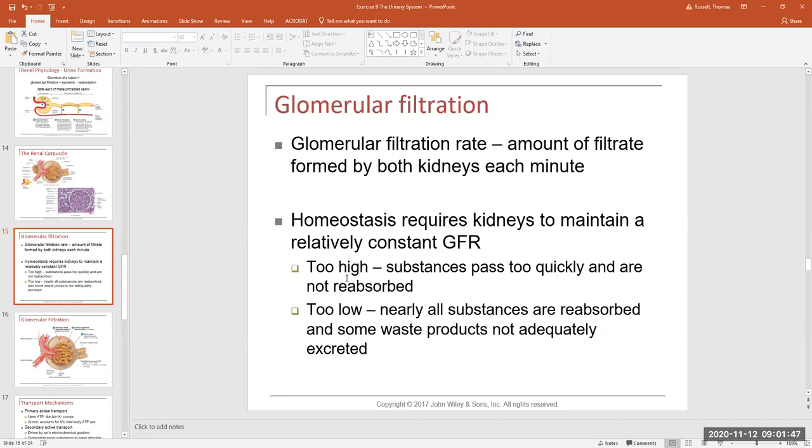You don't have enough time to reabsorb those substances, so you're going to lose them in urine. On the other hand, if you're filtering too slowly, the fluid moves too slowly through the tube and you have too much time to reabsorb stuff, so you don't adequately excrete waste products. You're reabsorbing some waste products back into the blood. So for this reason, we want to be just right in between too high and too low. It's about 125 mils per minute is how quickly this filters on average.